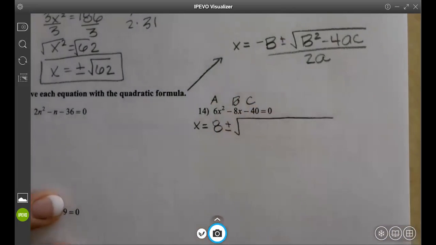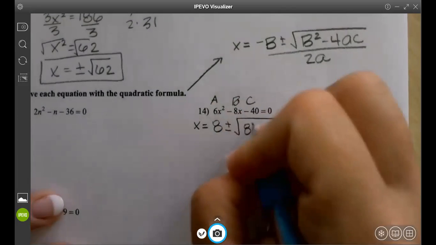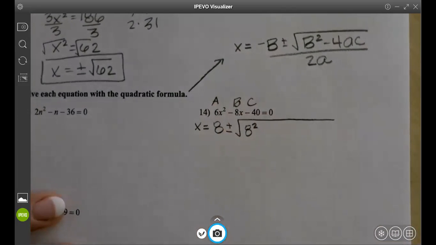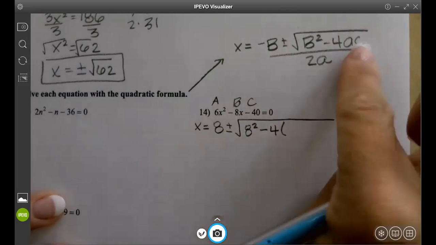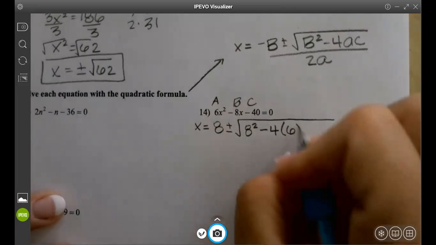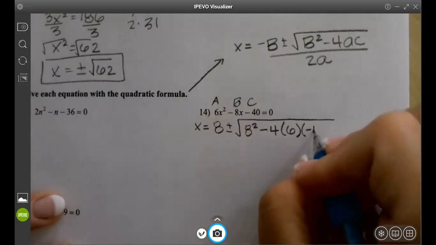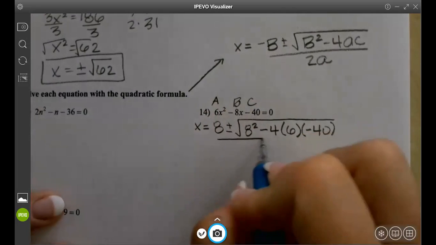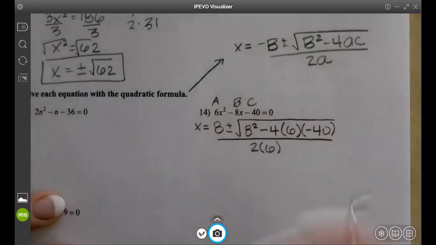Big fat square root. B squared. And remember I told you to keep this positive no matter what it is. Just always positive. Minus 4 times A, which is 6 in our problem, times C, which is negative 40. Watch those signs and make sure you put the signs in. All over 2 times A, which is 6.